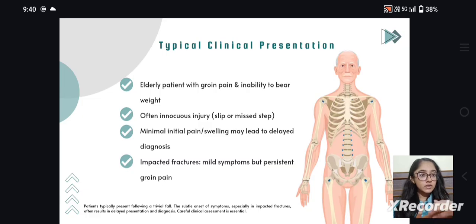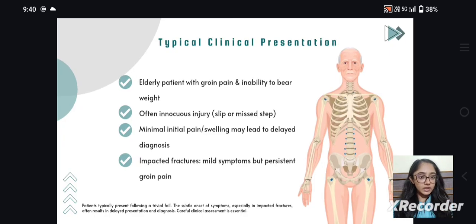Then what will be the clinical presentation of it? An elderly patient with groin pain and inability to bear weight will be there. Often there is a history of injury, meaning a slip or missed step. Minimal initial pain and swelling may lead to delayed diagnosis. Impacted fractures could have mild symptoms, but persistent groin pain will be there.